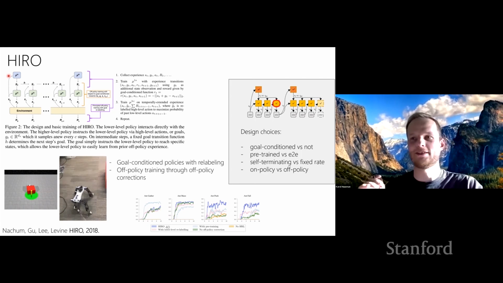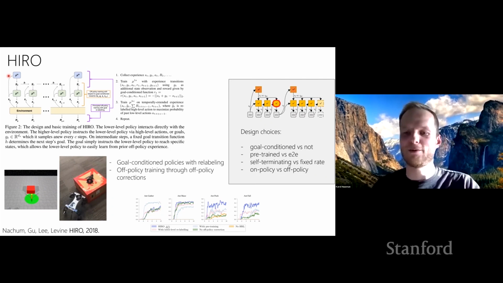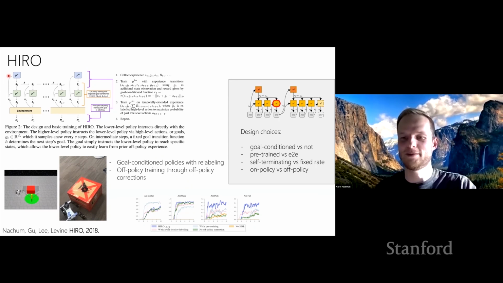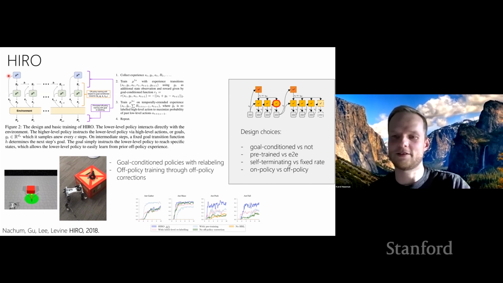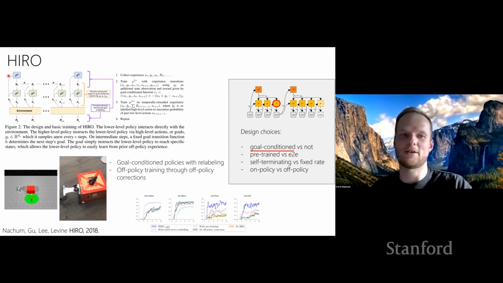All right, so the last quiz of today. What were the design choices that were made by the authors? So is it the goal condition or not? 1 or 2? That's all goal condition. Great. Is the low-level policy pre-trained, or is it all trained end-to-end?